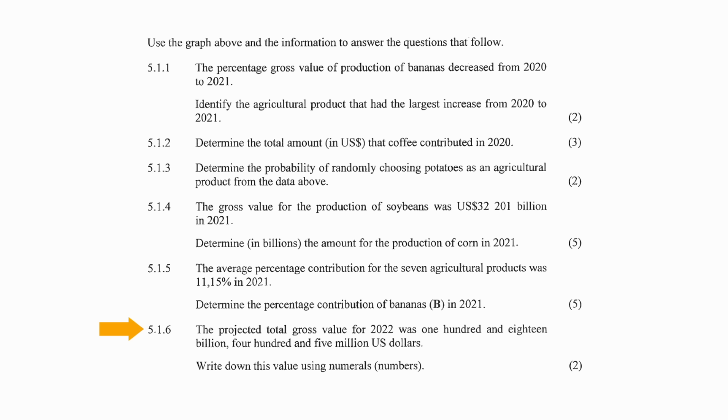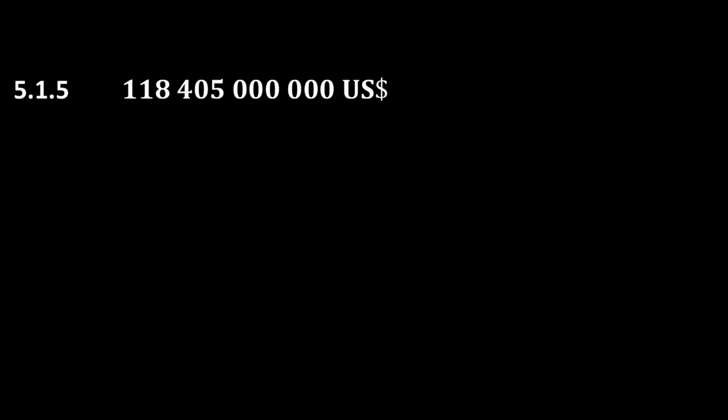In question 516, it is stated that the projected total gross value for 2022 was 118,405 million US dollars. You have to write down this value using numerals. The value given written as numerals is this.